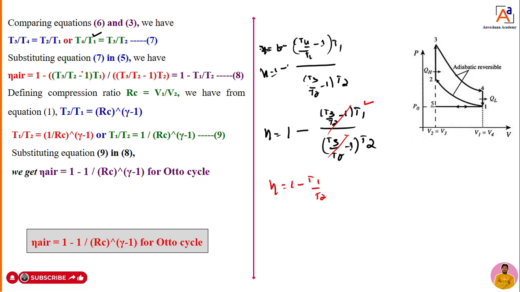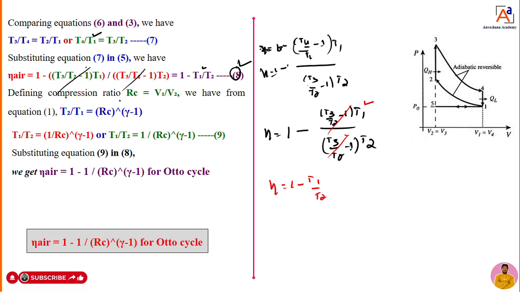The same thing I have written here now. So T3 by T2 minus 1 into T1, over T3 by T2 minus 1 into T2. Therefore, this term and this term are going to get cancelled. The remaining term is 1 minus T1 by T2. That we can call equation number 8.